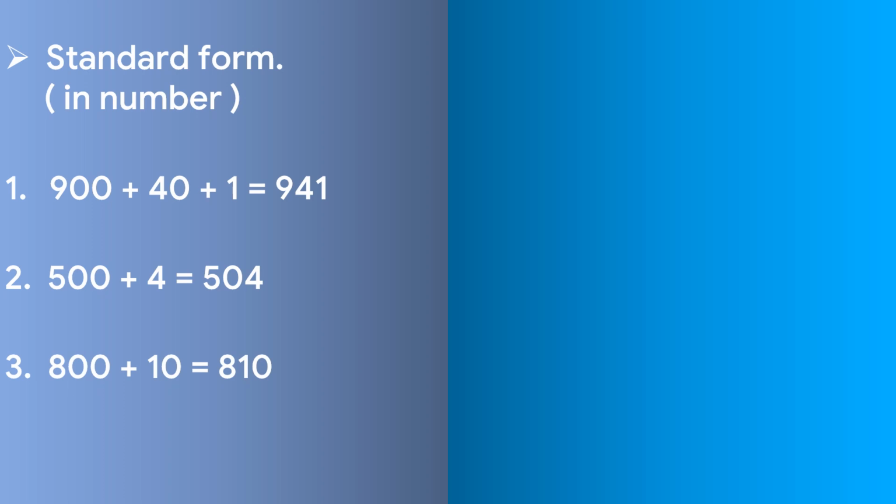Your next number is 800 plus 10. Now see here, in the place of hundreds there is an 8. So we have to write 8 in the place of hundreds. After that they gave 10. So this 1 you have to put in the place of tens. So 81. Now they did not give anything for the ones place. If they did not give anything for any place, then you have to just put 0 in that place.